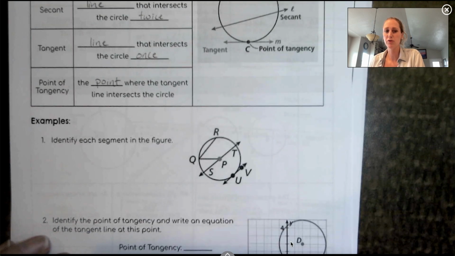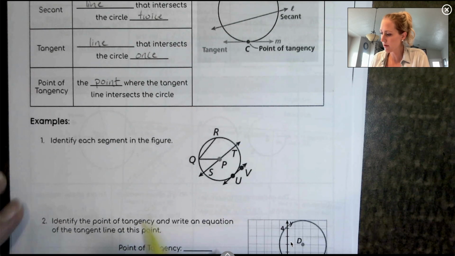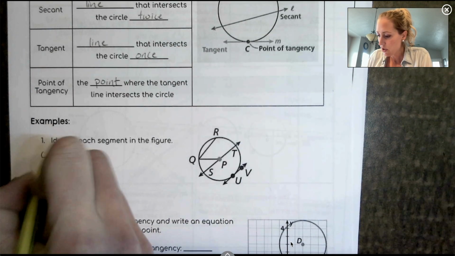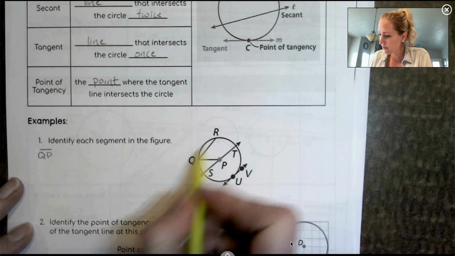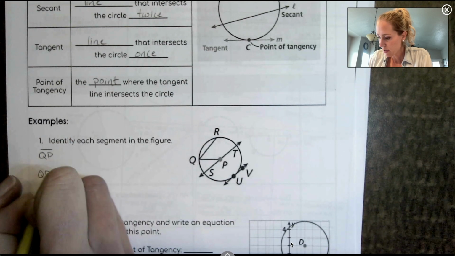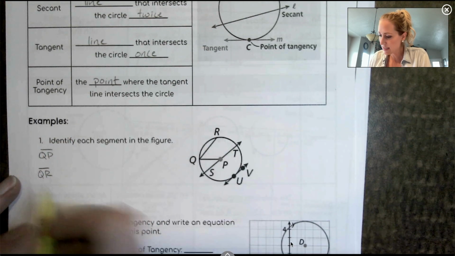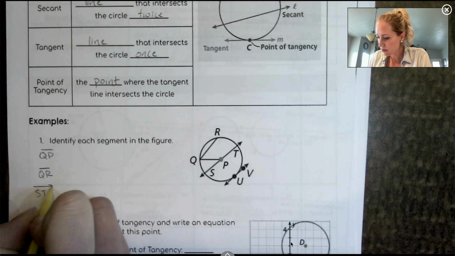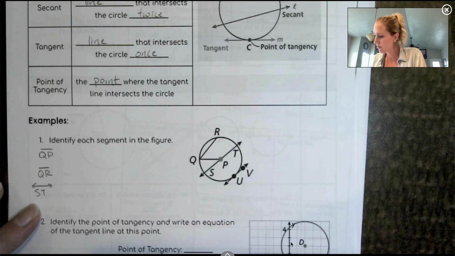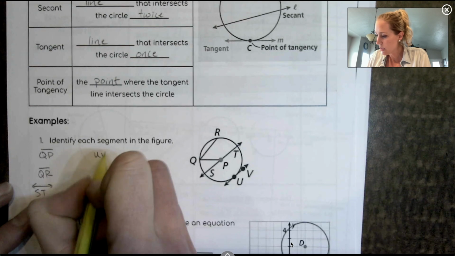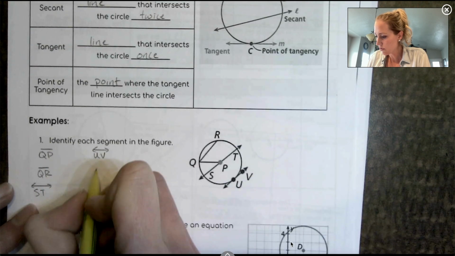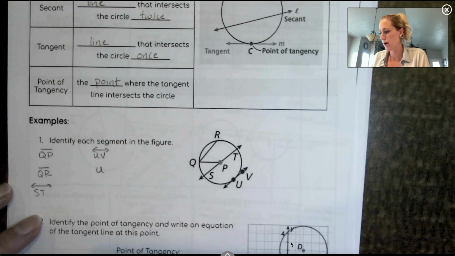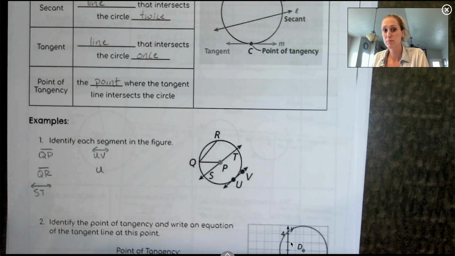Okay, so now we're going to use that to identify the different segments. So I'm going to write down the different segments here. QP is a segment, QR, segment, S to T, it's got arrows, so I'm going to go ahead and put lines over that. UV has lines over it, and then I'm also just going to include point U just for practice. All right, so what are each of these things?